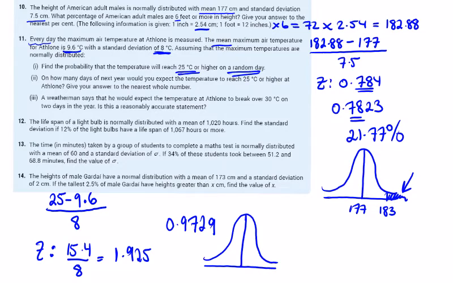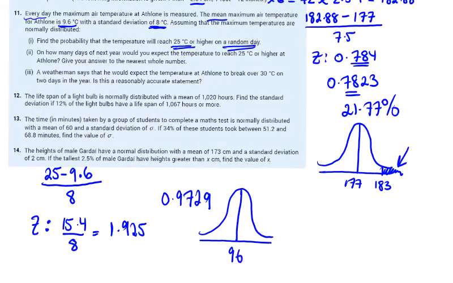Got my average in the middle, 9.6. I'm testing 25 up here, and will reach, so we're looking for this point here itself. So it's 1 minus that. The chance of that happening is 0.0271. So a 2.71% chance, or 0.0271 for the first part.